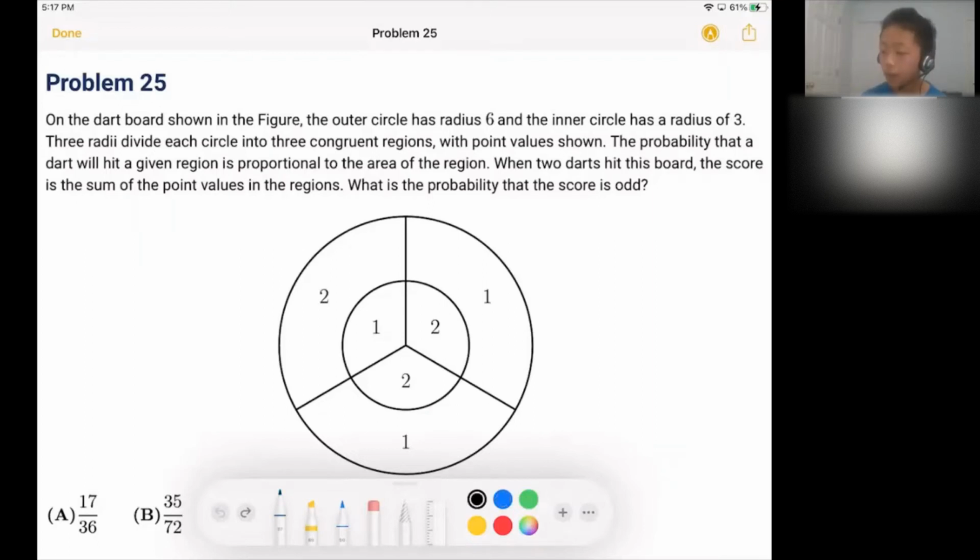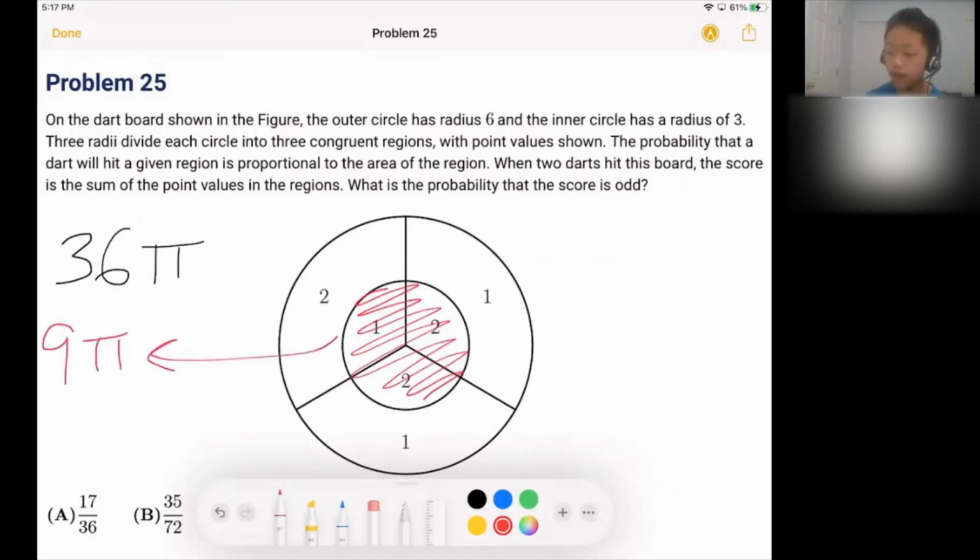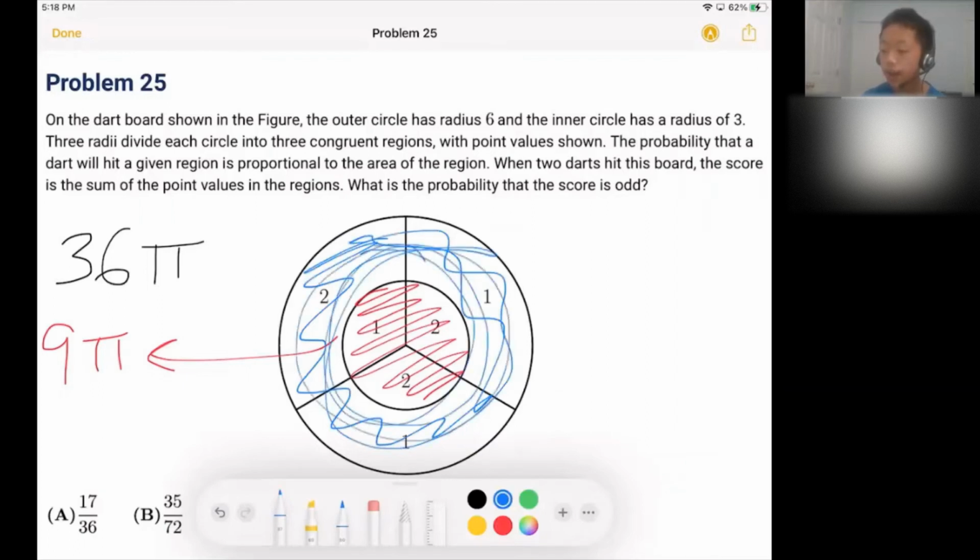So we're given that the outer circle has radius 6. So the outer circle has area 36 pi, right? 6 squared times pi, because that's just the area of a circle. And we're given the inner circle has radius 3. So this inner circle, this red circle, has radius 3. So the red circle has area 9 pi, right? And that tells us this: if the big circle has area 36 pi and the inner circle has area 9 pi, then this blue region, the region in between the 2 circles, is just 36 pi minus 9 pi, which is 27 pi.